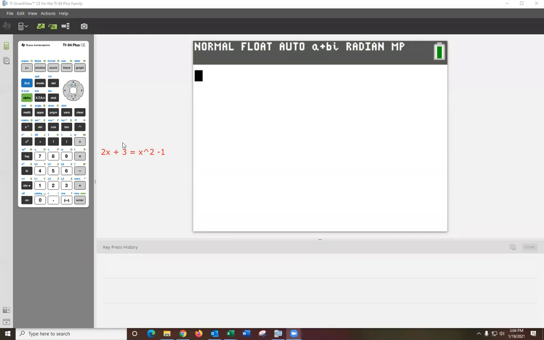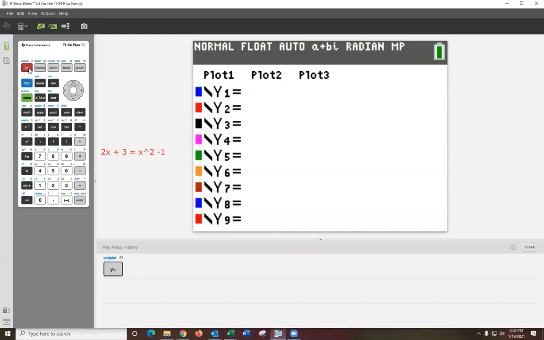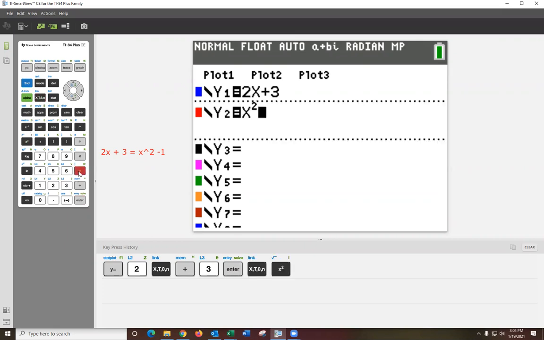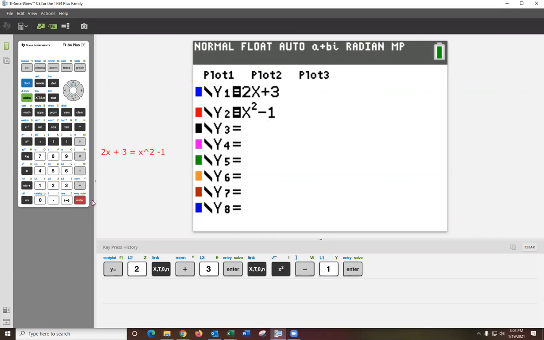Well, you go to y equals, and the left side of the equation, there's the x right next to the green button. The left side of the equation, plug it in for y1, and the right side of the equation, plug it in for y2, or vice versa. It doesn't matter. I just always do it the same way. Now we are ready to go to the graph. So let's see what our graph looks like.